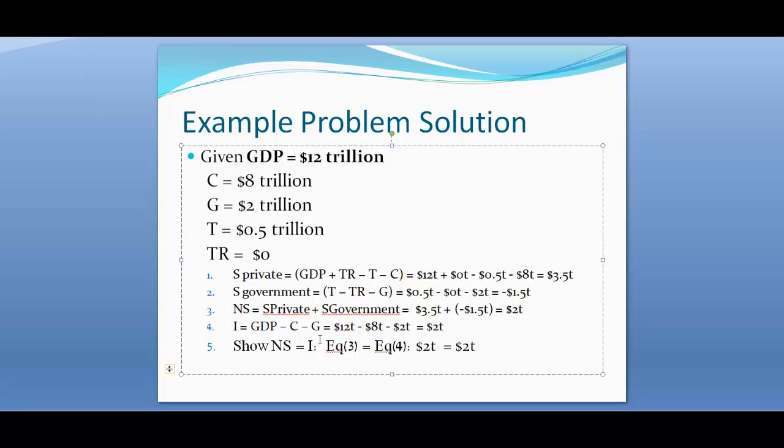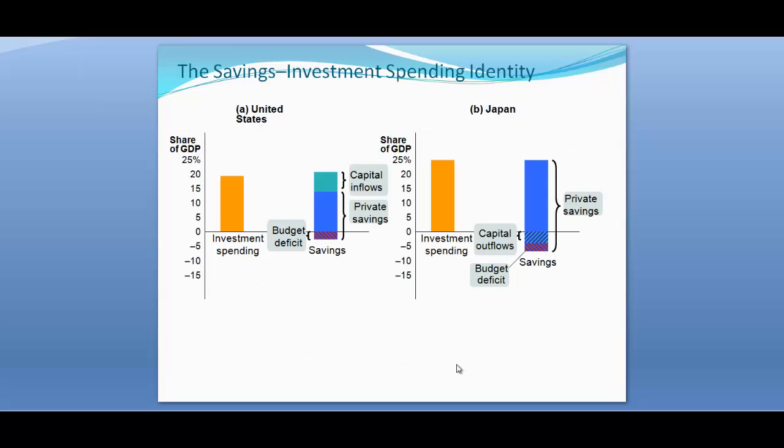Finally, the GDP equation is equal to investment spending plus C plus G. In this example, GDP $12 trillion minus consumer spending of $8 trillion minus government spending of $2 trillion leaves $2 trillion in investment spending. We can therefore conclude that national savings equals investment spending in this closed economy. In other words, our equation 3 in this example is equal to equation 4, investment spending of $2 trillion.